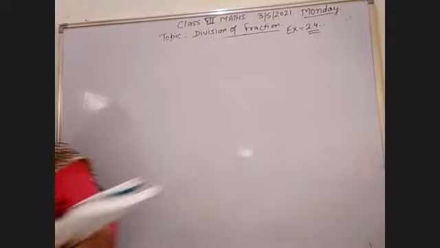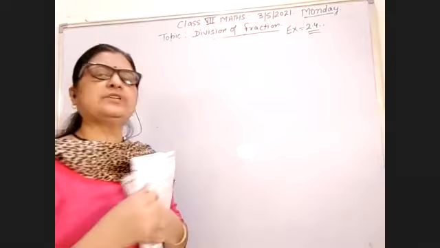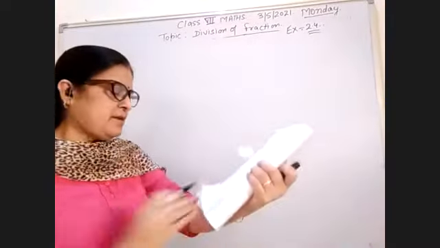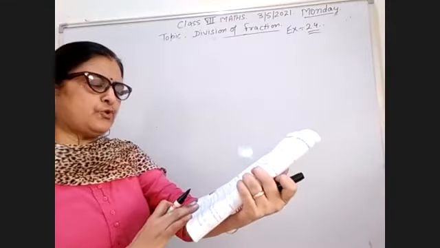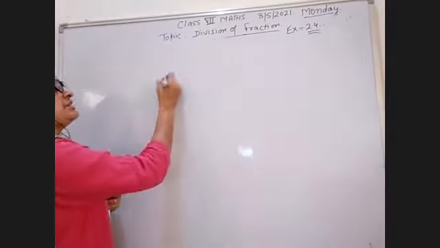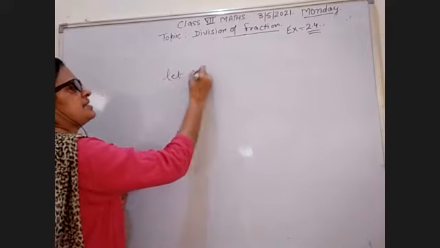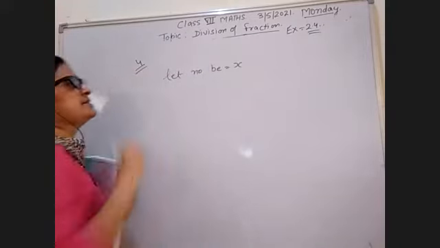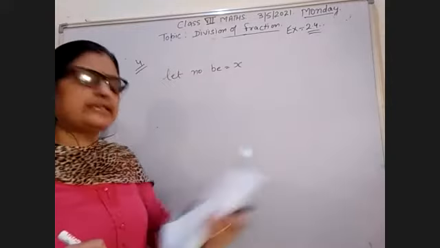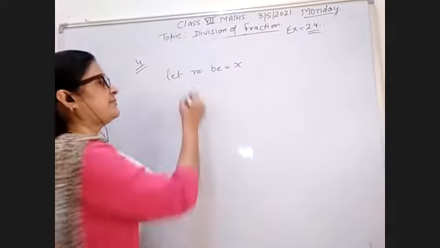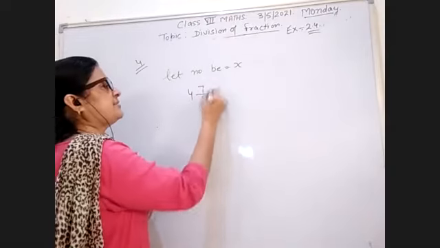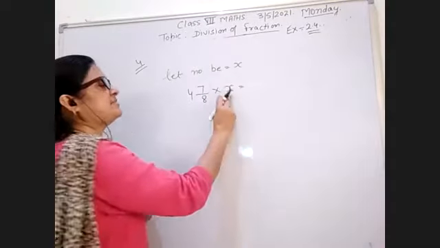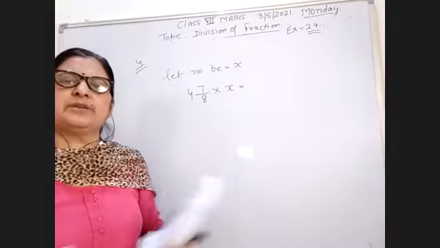Yes, student, your next question is: by what number should 4 7/8 be multiplied? Let the number be x. Your fourth question is, by what number should we multiply 4 7/8? 4 7/8 को हम किस नंबर से मल्टीप्लाई करें? Let the number be x.